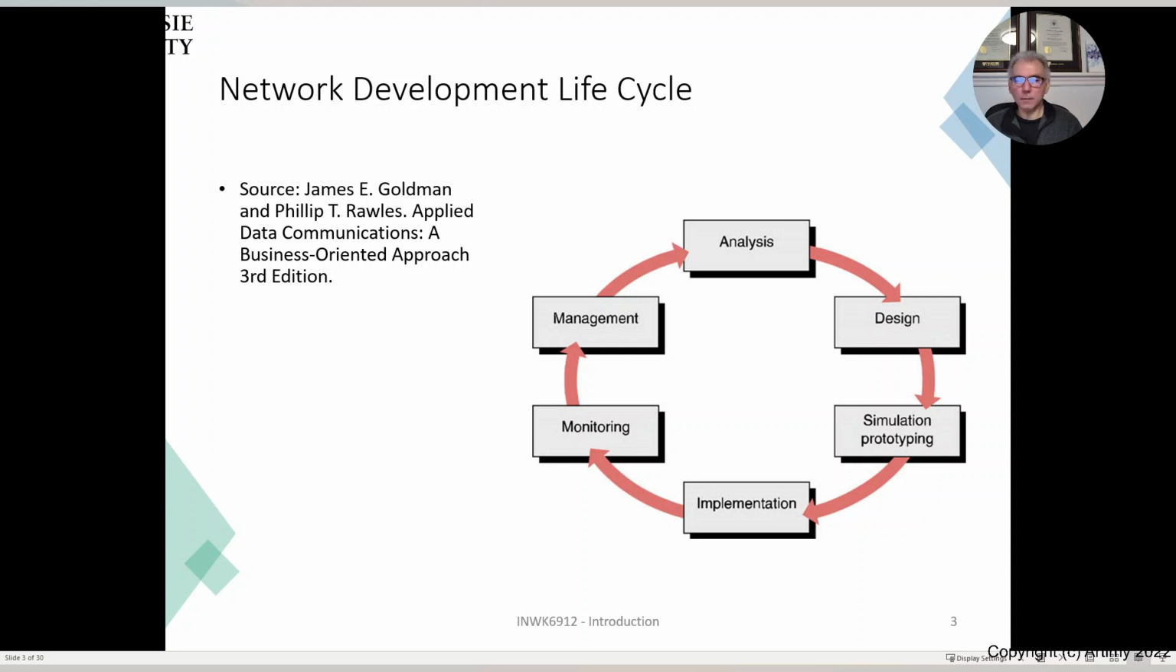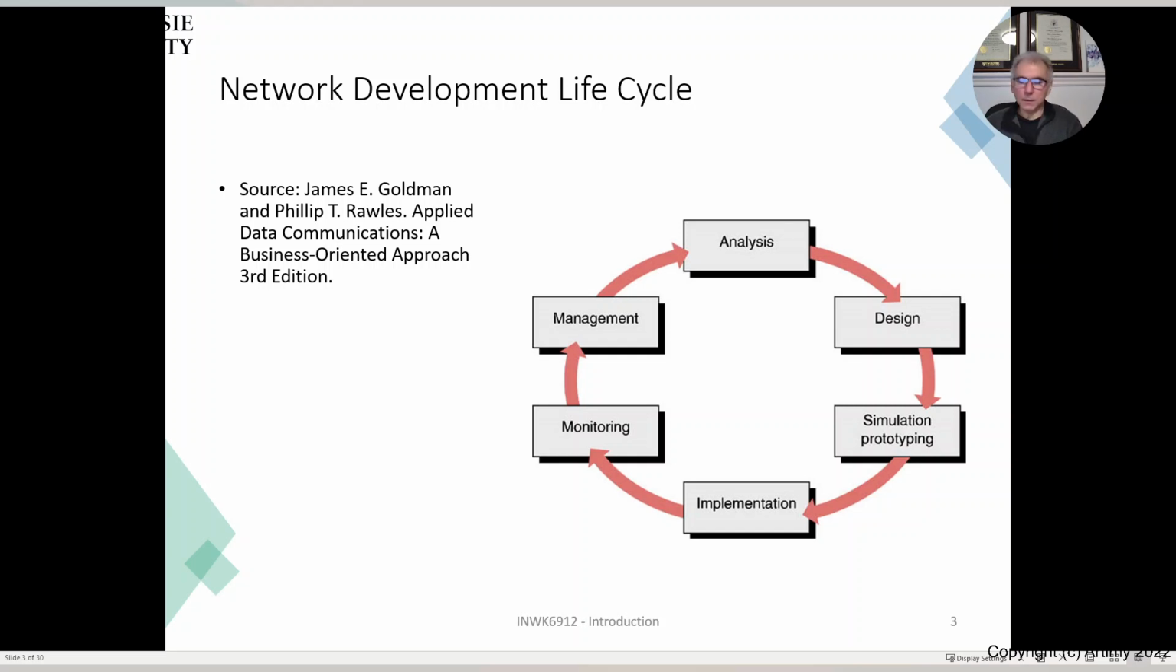But in general, the network life cycle continues for years, right? So you build a network in few months and then you run it for years, and then at some point the networks start to get old, requirements change, so you start the cycle again, and you'll do the planning again, design, implementation, and so on. So the cycle continues like this.